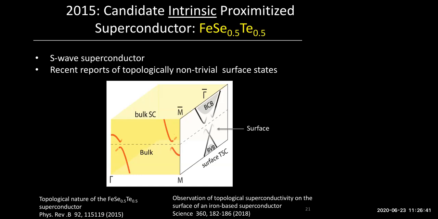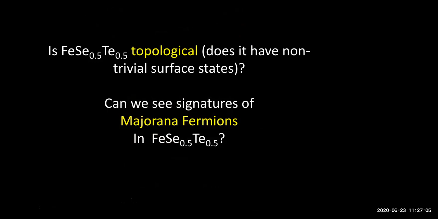So this is a great system. It was known to be an s-wave superconductor. The bulk is topologically non-trivial. That means you should have non-trivial surface states. So this is almost like a two-in-one system, and almost an ideal system to realize both vortex core Majorana bound states as well as these propagating Majorana modes. So the question we would try to answer is, can we see signatures of Majorana fermions in this particular material?